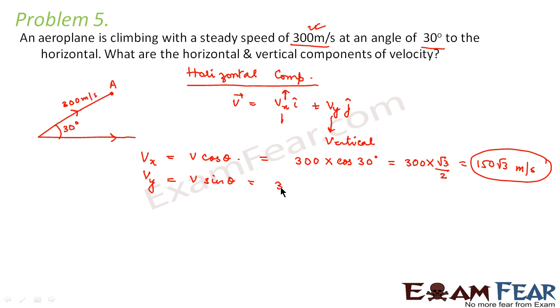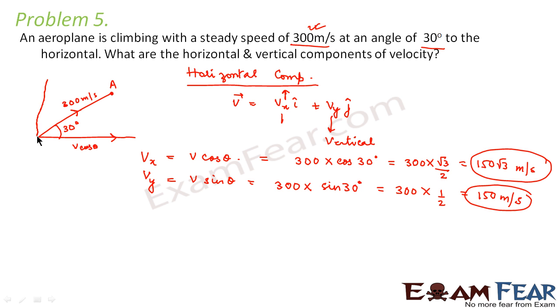Similarly, for the vertical component, it would be v sin theta, that is 300 into sine 30 degrees, that is equal to 300 into 1 by 2, that is equal to 150 meters per second. So this would be the vertical component of the velocity. That means if this is v, this would be v cos theta and this would be v sin theta. That is normally denoted as Vy and this is normally denoted as Vx if this point is the origin.